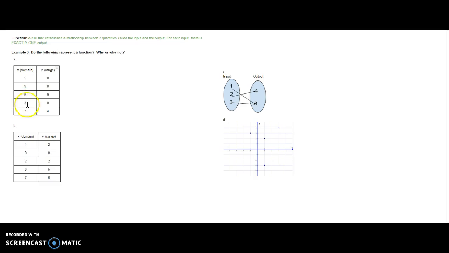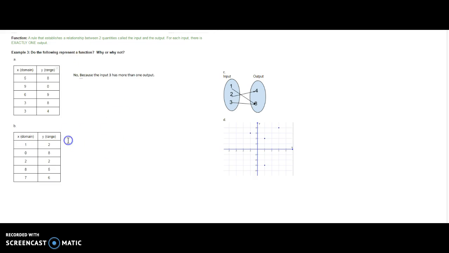If you look right here at number 3, it has an output of 8, and the number 3 has an output of 4. Therefore, since the 3 has two different outputs, it is not a function. So we can say the answer here is no, because the input 3 has more than one output.